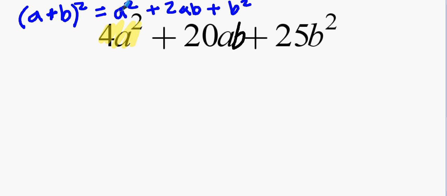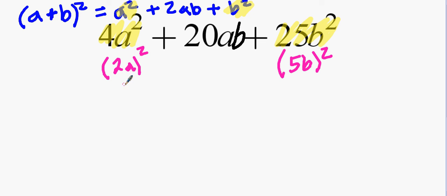4a squared should be a squared. So that's a perfect square, and this here is a perfect square. So I'm wondering, what is my a and what is my b? Well, in order to get a squared as 4a squared, that's the same as (2a) squared. And in order to get 25b squared, that's the same as (5b) squared. So this is my a, this is my b.